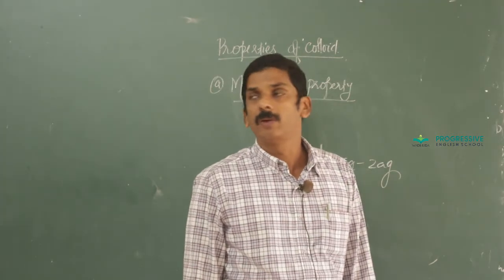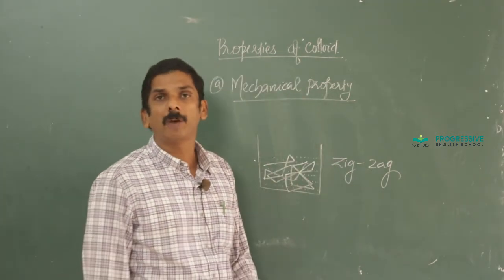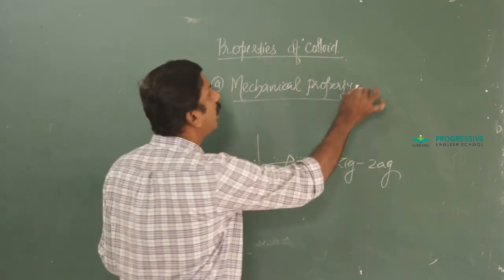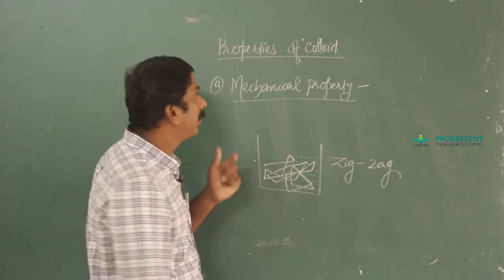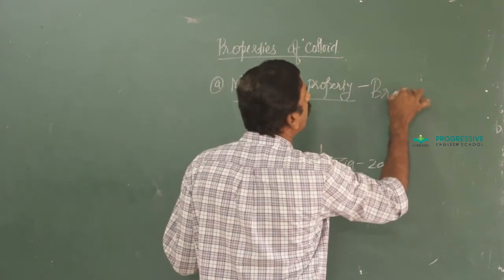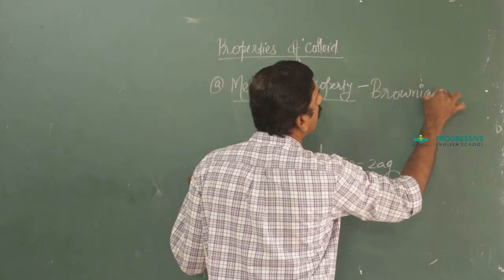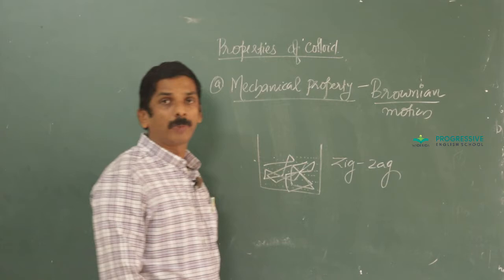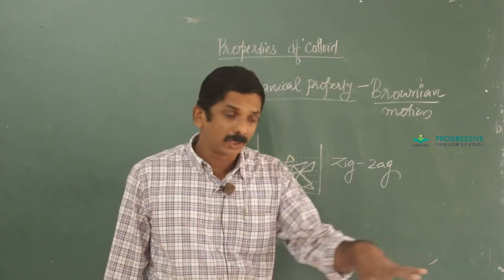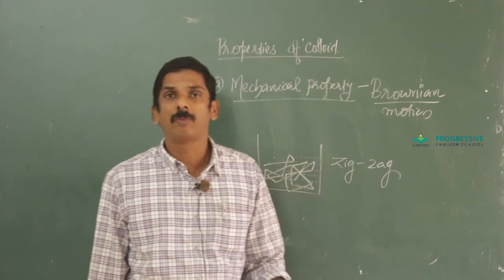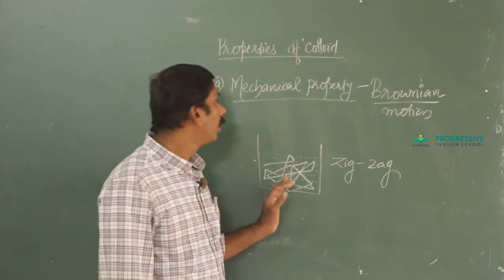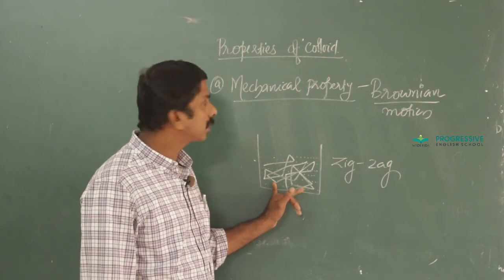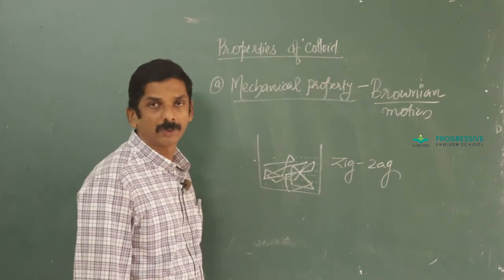This property was first discovered by an American botanist called Robert Brown, and the mechanical property exhibited by colloid is called Brownian motion. Such property was studied by Robert Brown through the motion of pollen grains in water. The zigzag motion of colloidal particles is called Brownian motion.